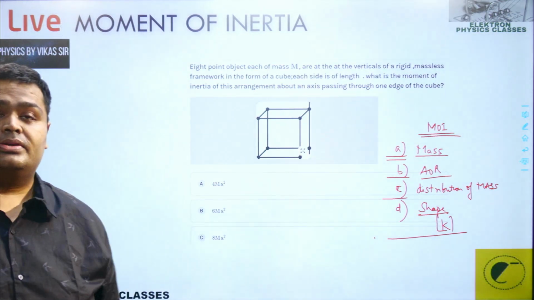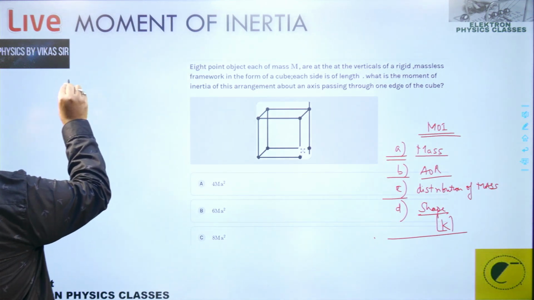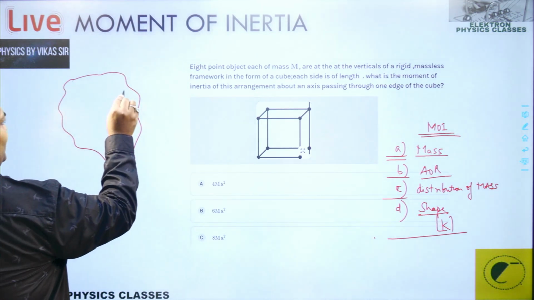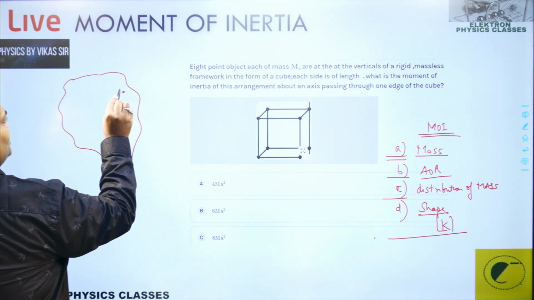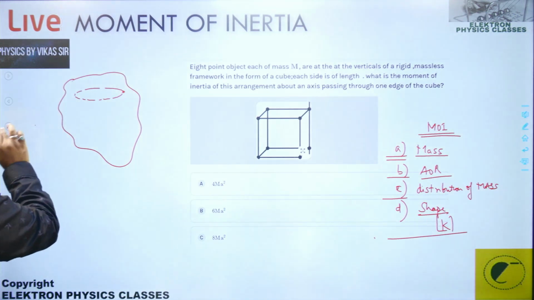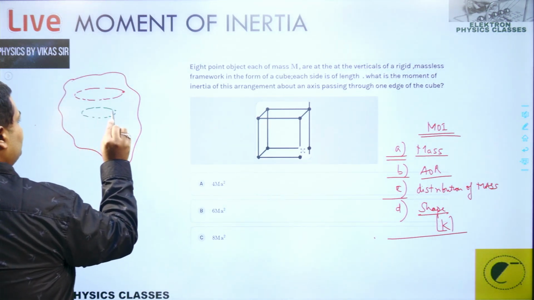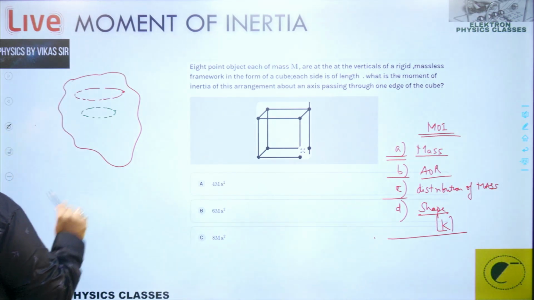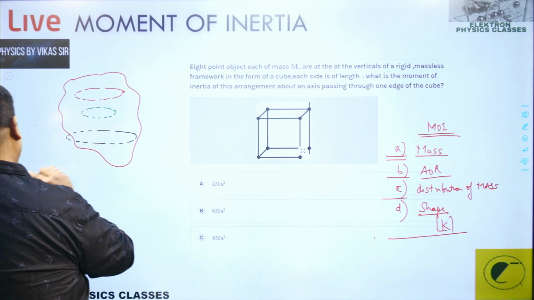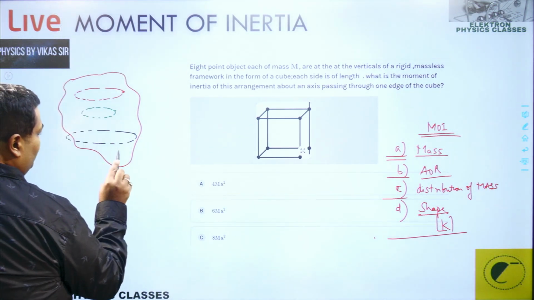The radius of gyration. We have a rigid body like this. We have this particle which moves in this circle. We have another particle which moves in this circle. I have another particle which moves in this circle. I have another particle which is moving in this circle.